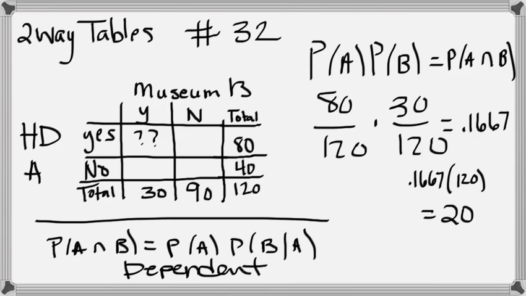Where is the 0.1667? Where's that? I took the percentage of people that went to Home Depot times the percentage of people that went to the museum. And when I multiply those together, it tells me the percentage of people that went to both. Or Ithaca. I think the city is like Ithaca.